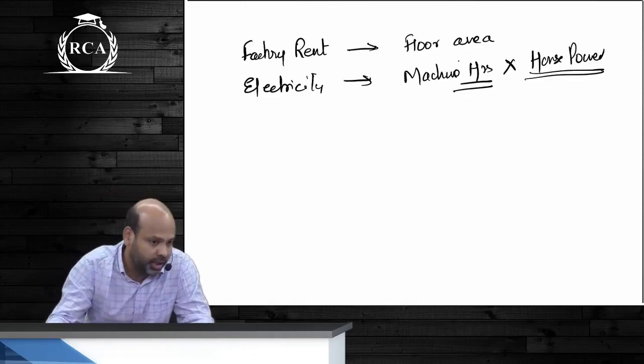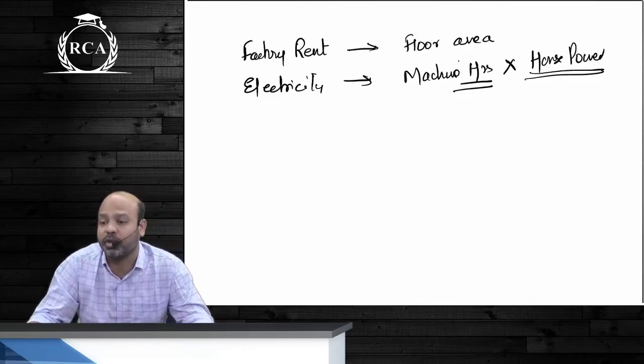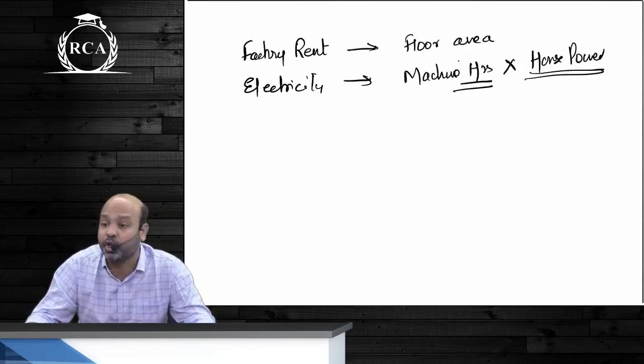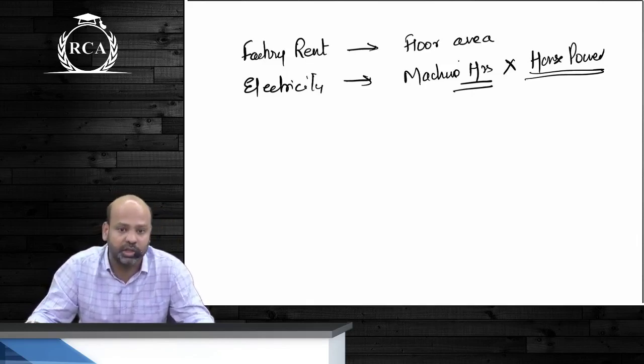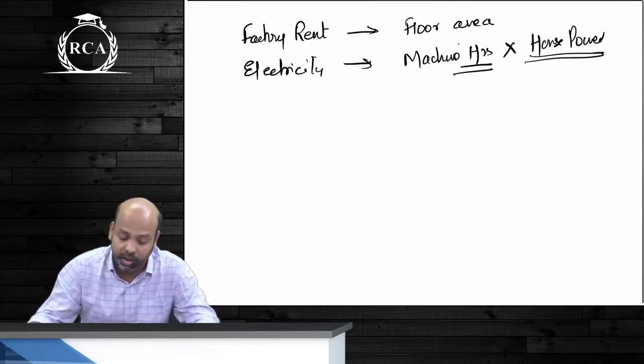If neither of these is given, if only machine hours are given, then you will assume that all the machines have equal horsepower. Or if only horsepower is given, we will have to assume that all the machines are being used for equal number of hours. But if you have details given for both the factors, you will have to consider both of them. You cannot consider only a single factor. Is that clear, guys? Yes or no, beta?